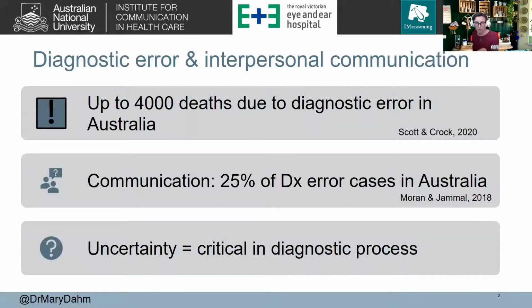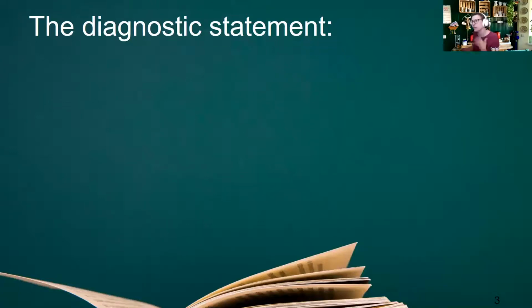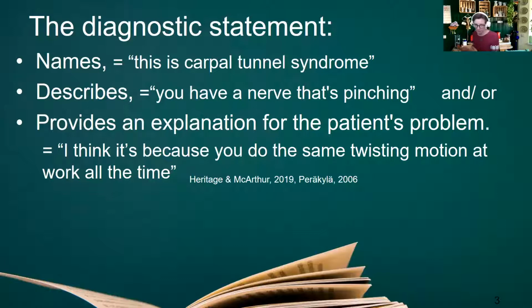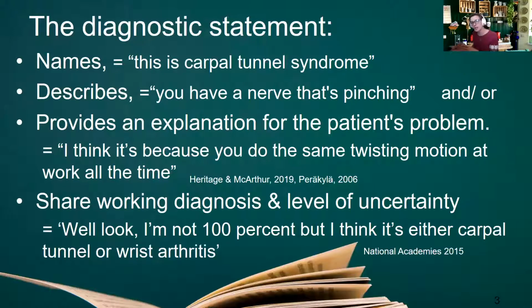from a linguistic standpoint. Not just we, but the linguist world has looked at diagnostic statements before, and they've said what a diagnostic statement or a diagnostic utterance actually does. And it's basically naming, describing, and providing an explanation for the patient's problem. That's established in the linguistic literature, but to this I would like to add that fourth part of sharing a working diagnosis and a level of uncertainty, which, for example, could be something like, well, look, I'm not 100%, but I think it could be either this or that. So you have 4 parts to your diagnostic statement.